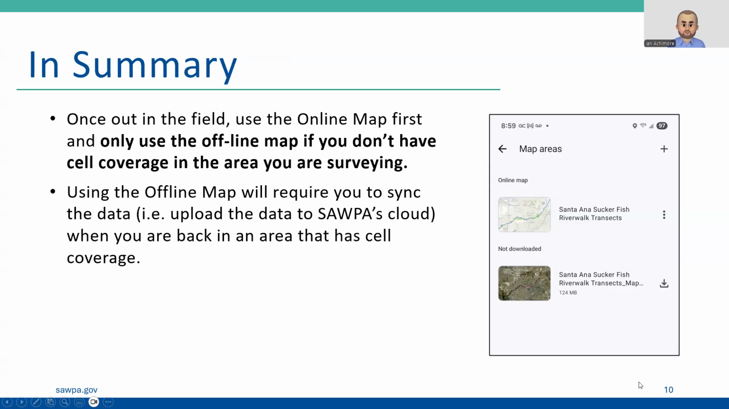So once in the field, it's encouraged that you use the online map first and only use the offline version if you lose cell coverage. That way, you don't have to worry about syncing your data on your device later on, and I'll explain more on that in a bit. But in a perfect world, everyone would use the online map version because as soon as you record data, it's synced back with SAPA's computers back in our offices.